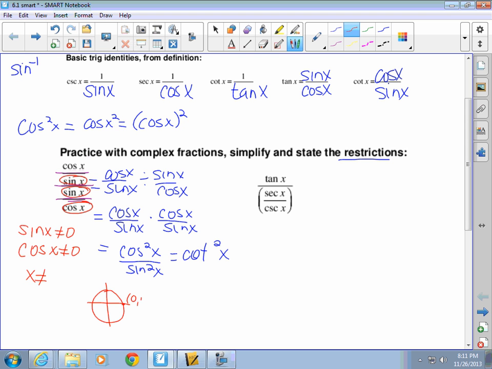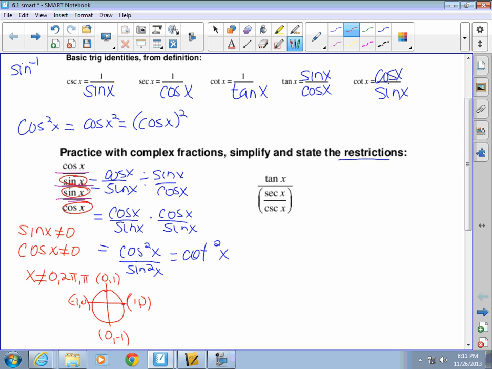So we have 0, sorry, 1, 0. I always mix that one up. 1, 0, 0, 1, negative 1, 0, and 0, negative 1. So sine x is equal to 0 here, at 0 and 2 pi. Sine x is also equal to 0 at pi.